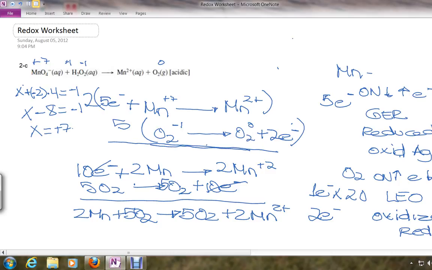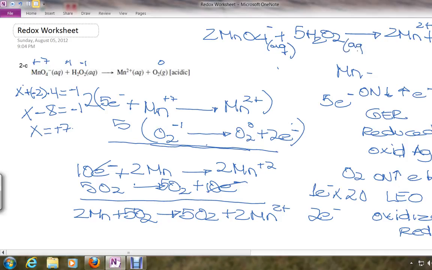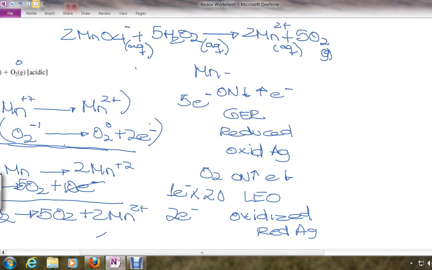So if we rewrite the equation, we take the coefficients that were here. In front of the MnO4 minus we put a 2, and we put a 5 in front of the hydrogen peroxide. It gives me 2 Mn2 plus plus 5 O2 gas. And by the way, this is aqueous. Don't forget to put it. I may jump that and do it faster so I don't need to write the aqueous, but don't forget to put it. Okay? And this is gas, and this is gonna be in acidic medium. Now, if we look at this, let's balance the charges now.